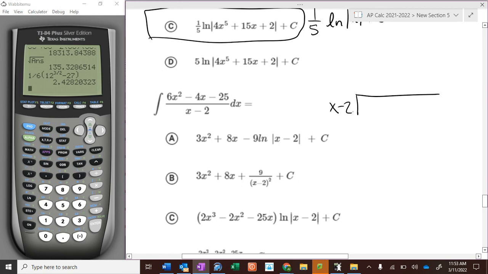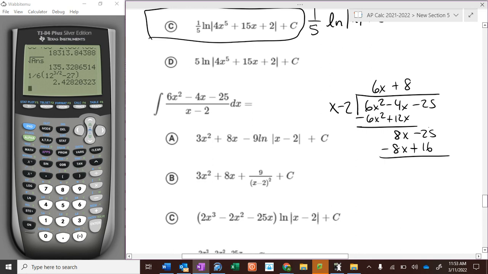So it's x minus 2 into 6x squared minus 4x minus 25. What times x is 6x squared? 6x, so you get 6x squared minus 12x. Change the signs of the bottom row and then add: 8x minus 25. What times x is 8x? 8. So you get 8x minus 16. Change the signs of the bottom row and then add. You get negative 9. So it's minus 9 over x minus 2.